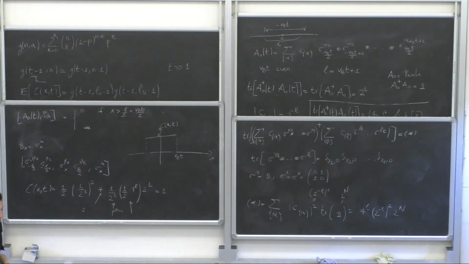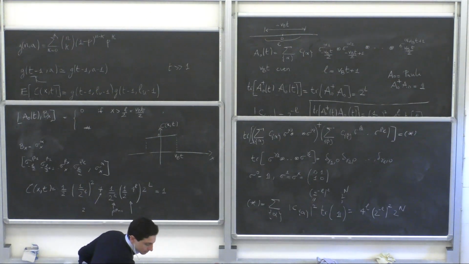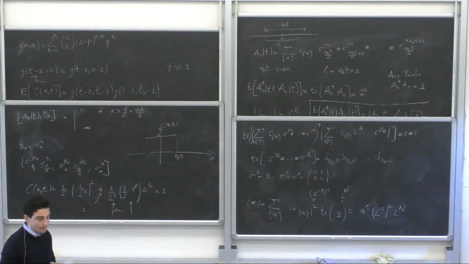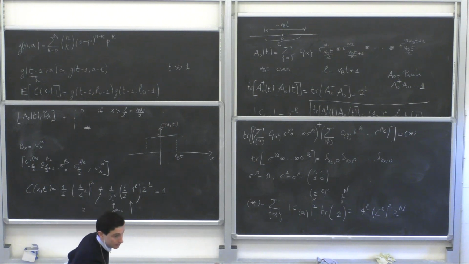Yeah. Okay, so the claim is that basically you get a uniform distribution over Pauli strings. Yes.